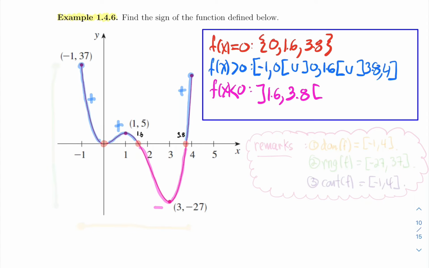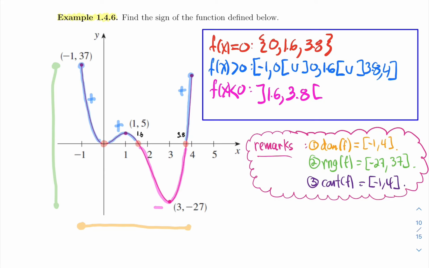So let me just highlight what I'm talking about here. For x, between -1 and 4. And then for the range here, I'm going to be between -27 all the way up to 37. And of course, you can draw this graph from the beginning until the end without lifting your pen. So actually the domain here is also the continuous domain. So as a remark, domain from -1 to 4, range from -27 to 37, and the continuous domain from -1 to 4. Everything is included.